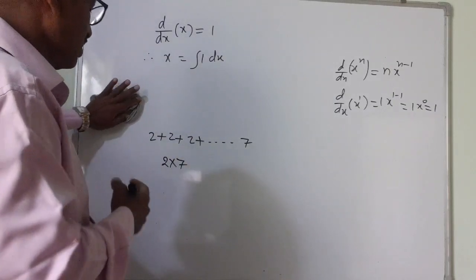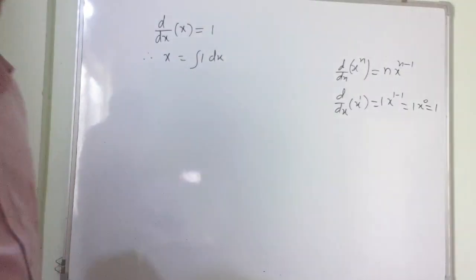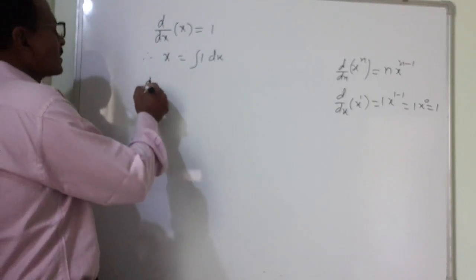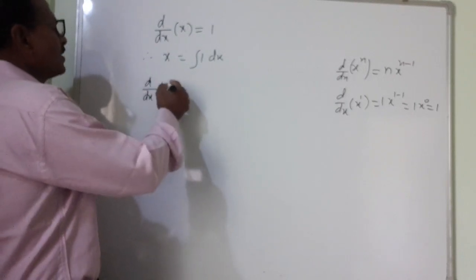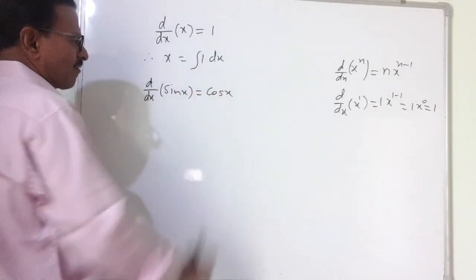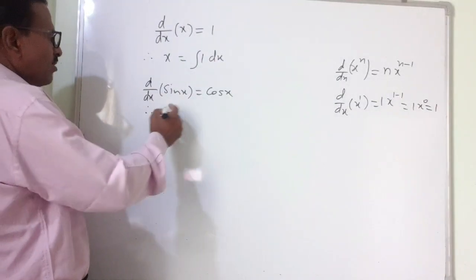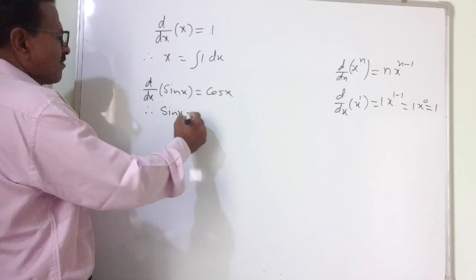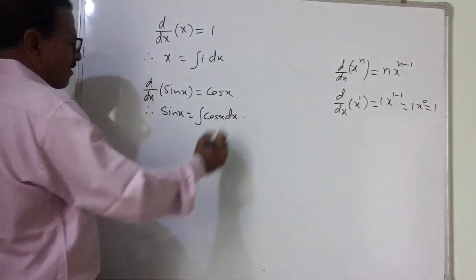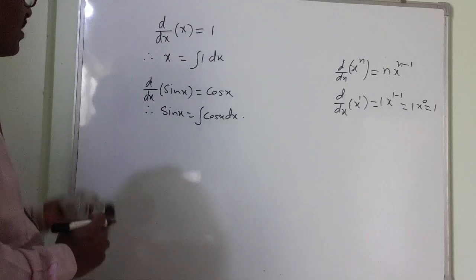So you have understood this now. I will explain first the formulae and then I will give you the formula for integration. Then d by dx of sin x is equal to cos x. Therefore dx will go here and sin x is equal to integration of cos x dx. Okay. We will take some different questions also.